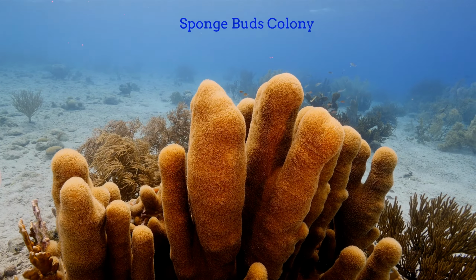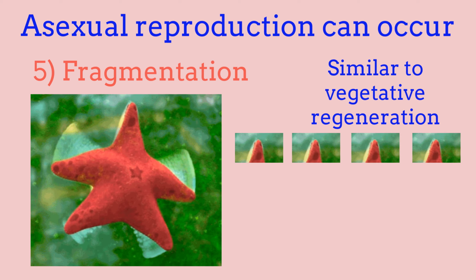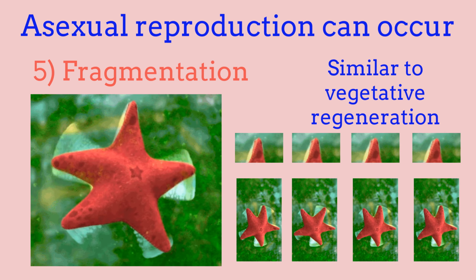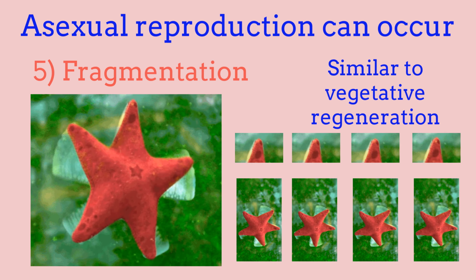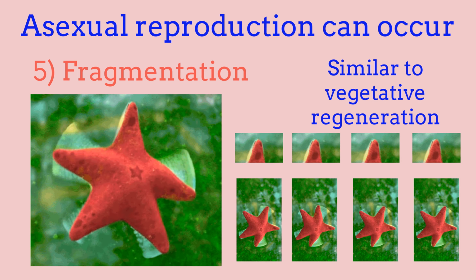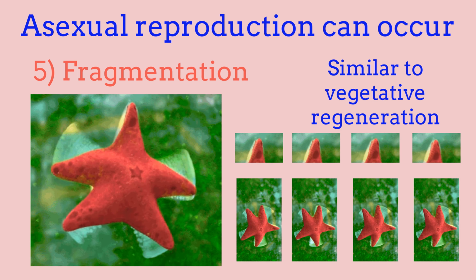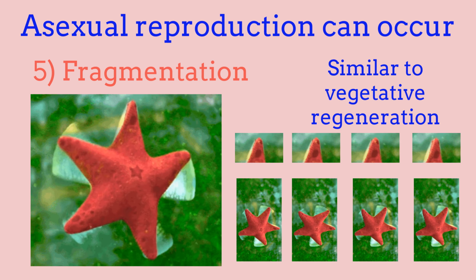So now we're going to be going over what fragmentation is. This is also kind of like vegetative regeneration. Basically, we can take an example of a starfish. If you cut the starfish from the sides into 4 different parts, then once again it'll completely grow back to how it looked originally, and you'll have 4 different starfish as well. So this connects to vegetative regeneration as well. And that's basically the 5 types of asexual reproduction.